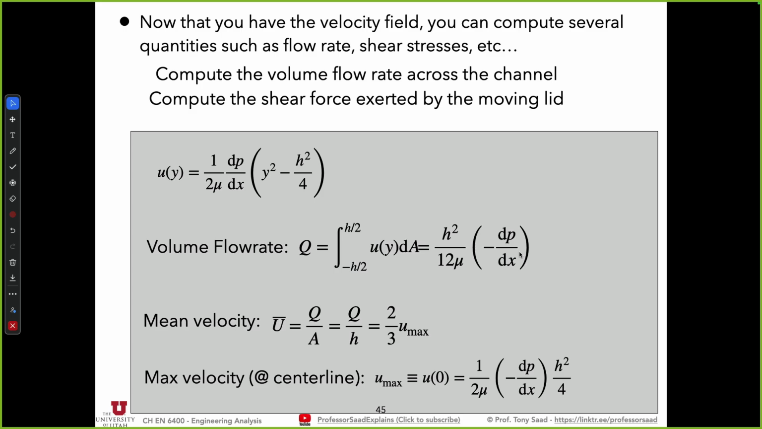Very useful stuff. Okay, the mean velocity is 2/3 of the maximum velocity. But what's the maximum velocity? It's the velocity at the center line, because the flow is symmetric. So u at 0 is 1/(2μ) times this formula, h squared over 4.